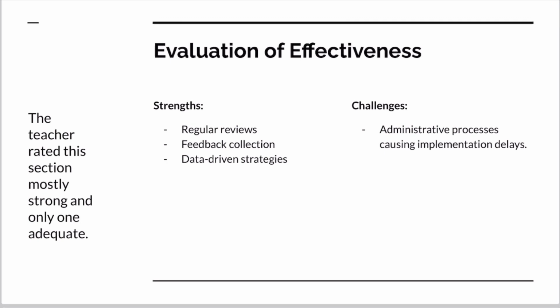For evaluation of effectiveness, the teacher rated the section mostly strong and only 1 adequate. The strengths that she pointed out were their regular reviews of data and of the AT, their feedback collection, and their data-driven strategies. So rather than just walking in like, let's try this out, they really take a look at data before they make any choices. Her challenges, she said, are that the administrative process can cause implementation delays, so can cause them to have to delay actually providing the supports because they have to go through an entire administrative process.